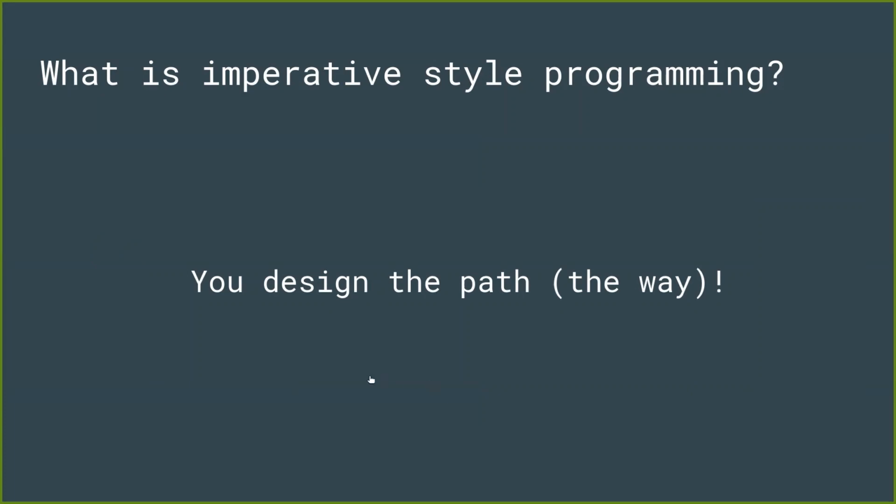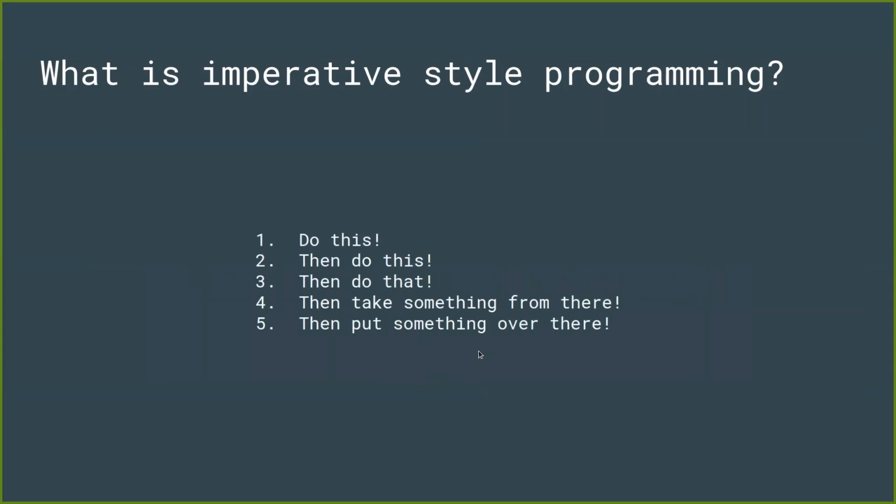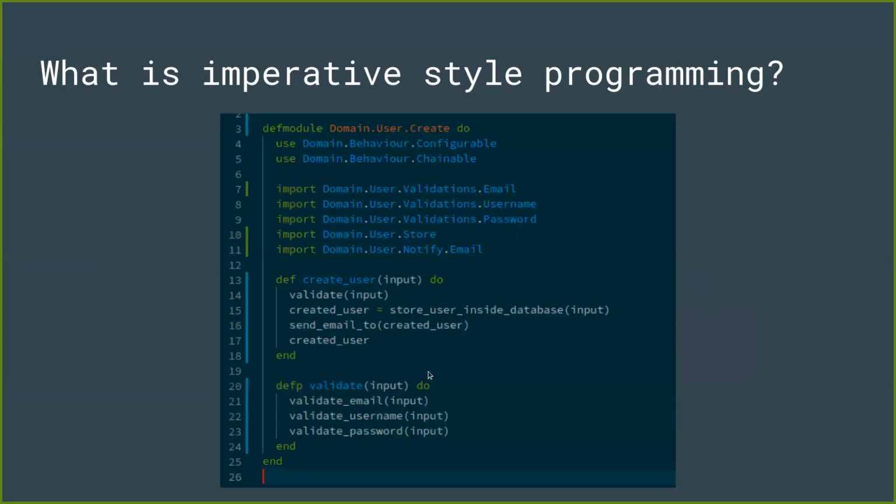So kind of we dictate the path, and it usually looks like this, and you can see that we dictate to it every single step it has to follow. Like do this, then do this, then do that, then take something from there, then put something over there, and so on. Let's take as an example some Elixir code. So this is a module responsible for creating a new user. And we can see that we define every single and every little step it needs.